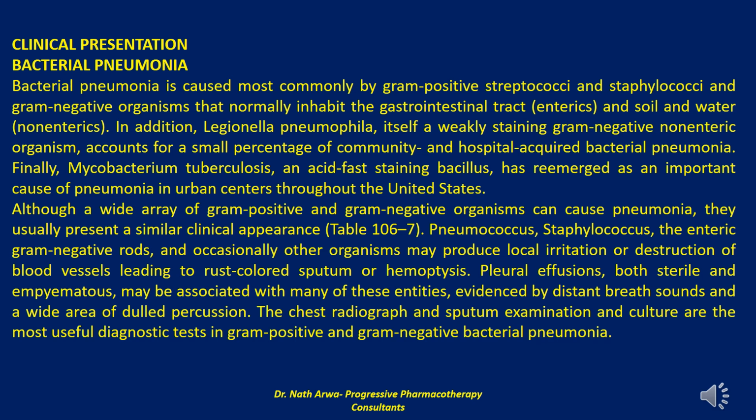Although a wide array of gram-positive and gram-negative organisms can cause pneumonia, they usually present a similar clinical appearance, as shown in Table 106-7. Pneumococcus, staphylococcus, the enteric gram-negative rods, and occasionally other organisms may produce local irritation or destruction of blood vessels leading to rust-colored sputum or hemoptysis. Pleural effusions, both sterile and empyematous, may be associated with many of these entities, evidenced by distant breath sounds and a wide area of dulled percussion.